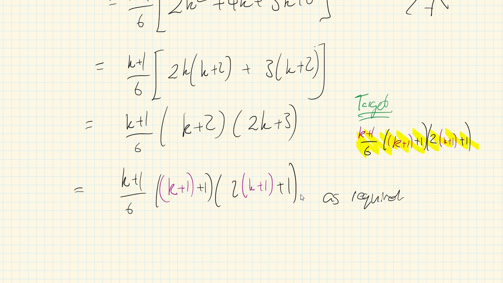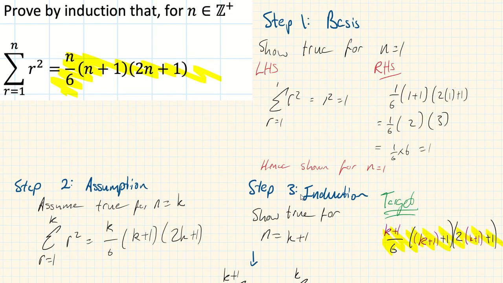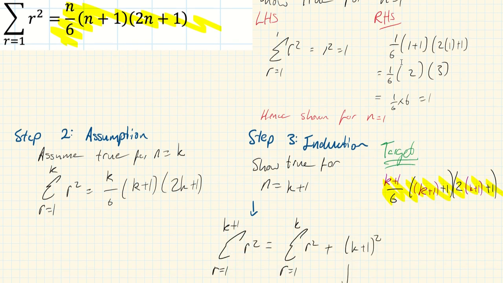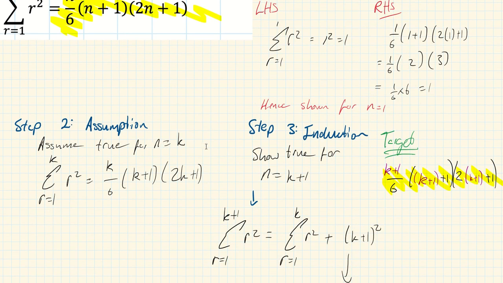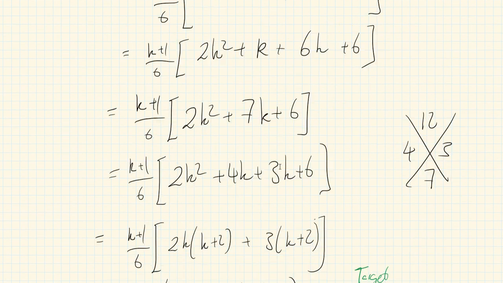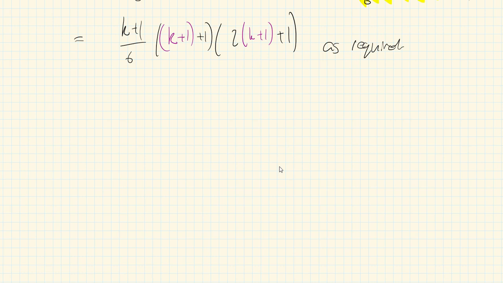We've done a lot of work. Don't forget that was only our third step. So we've shown our basis. We've shown true for n equals 1. If it's true for n equals k, then we've shown true for n equals k plus 1. Hence, it's always true for all natural numbers. Okay, so don't forget your wording of the conclusion step.